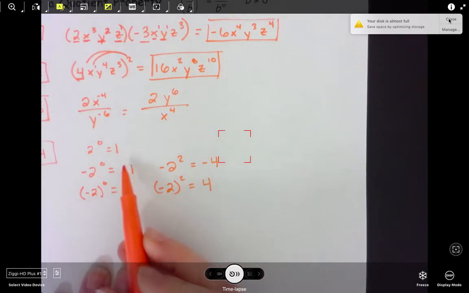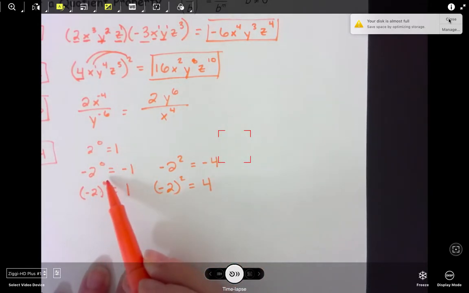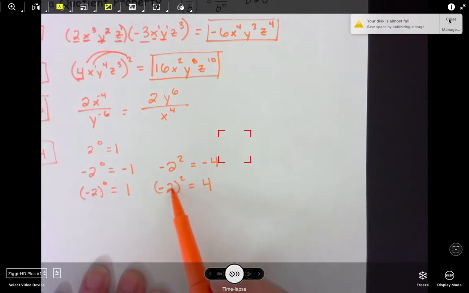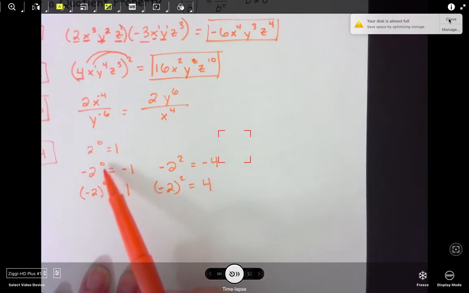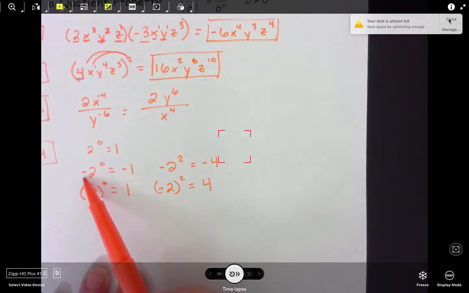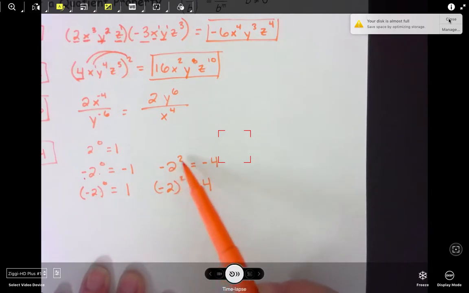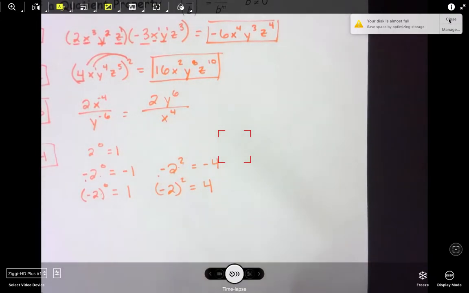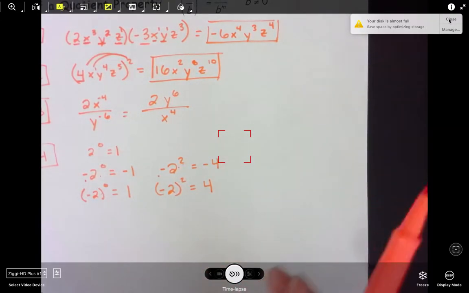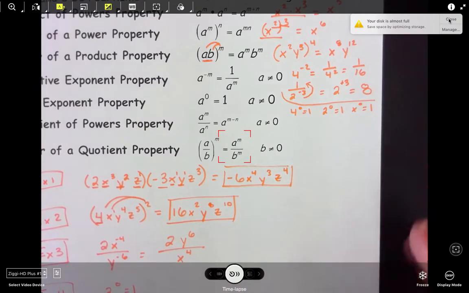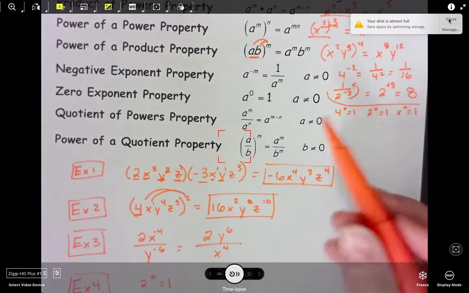So kind of in that similar way, if it's in parentheses and it's to the 0 power, it stays as a positive. In parentheses to the second power, it stays positive. But if it's not in parentheses, the only thing you're taking to the 0 power is the 2, and then you're applying the negative. The thing that you're taking to the second power is 2, and then you're applying the negative. So that's kind of how that works out. If you have a negative there, that zero exponent property kind of stays negative. So that's the only exception to that.